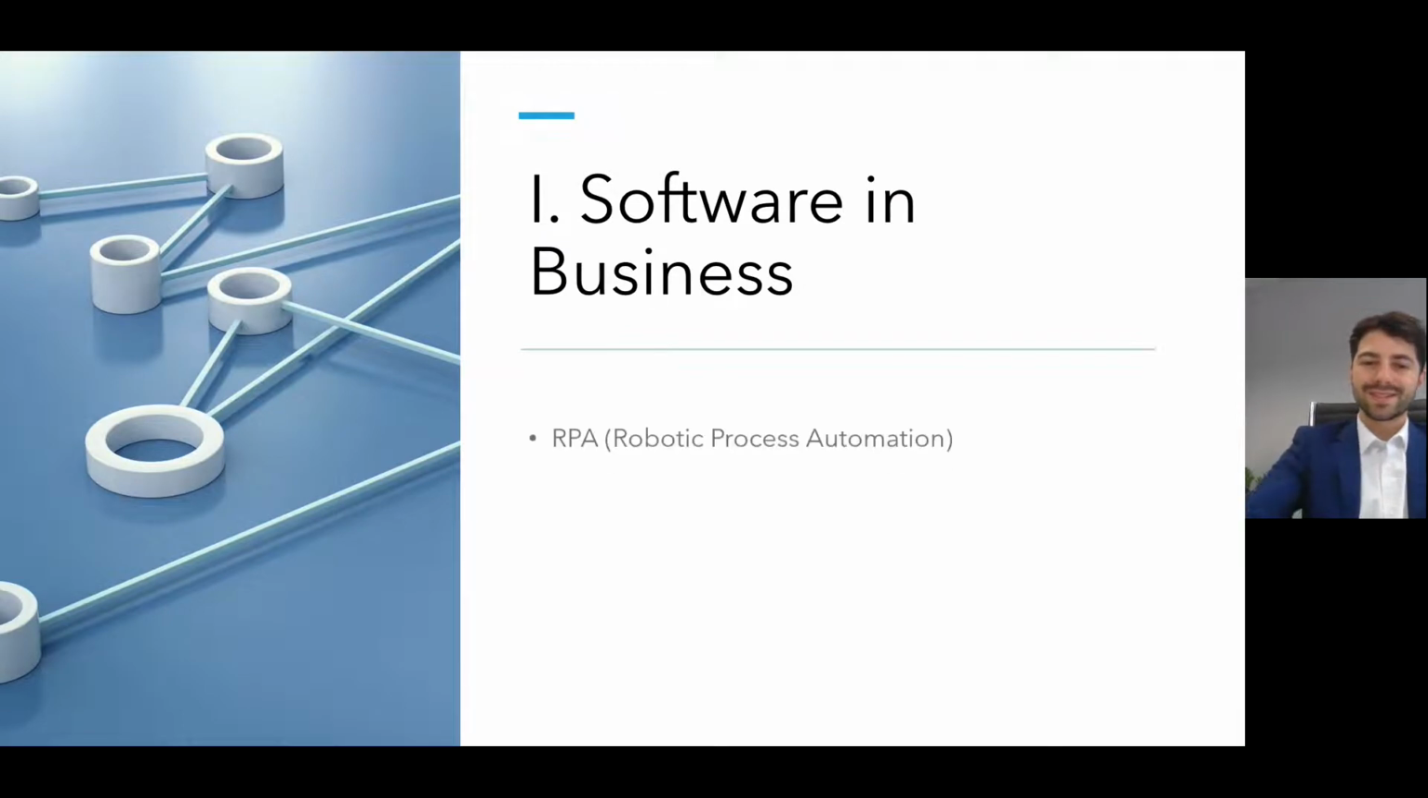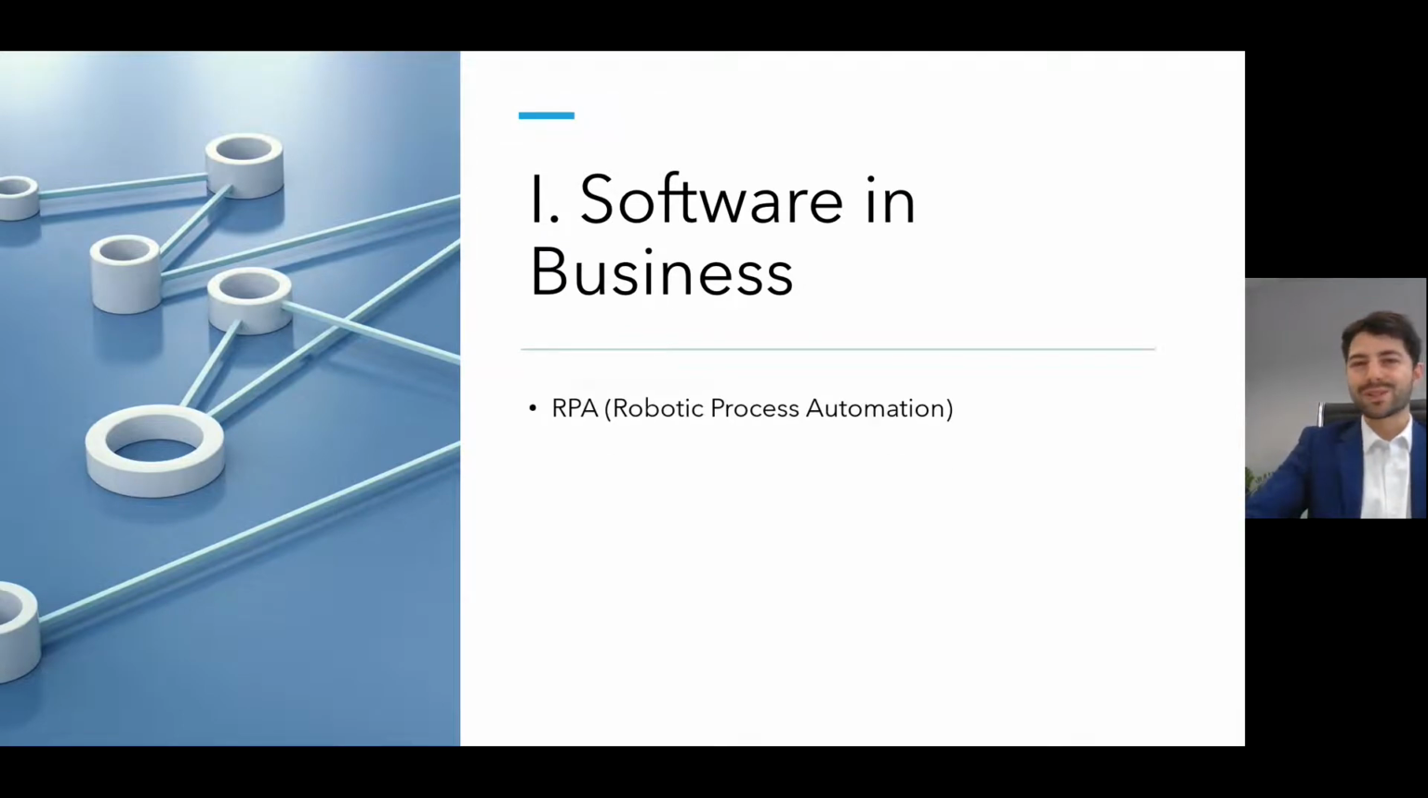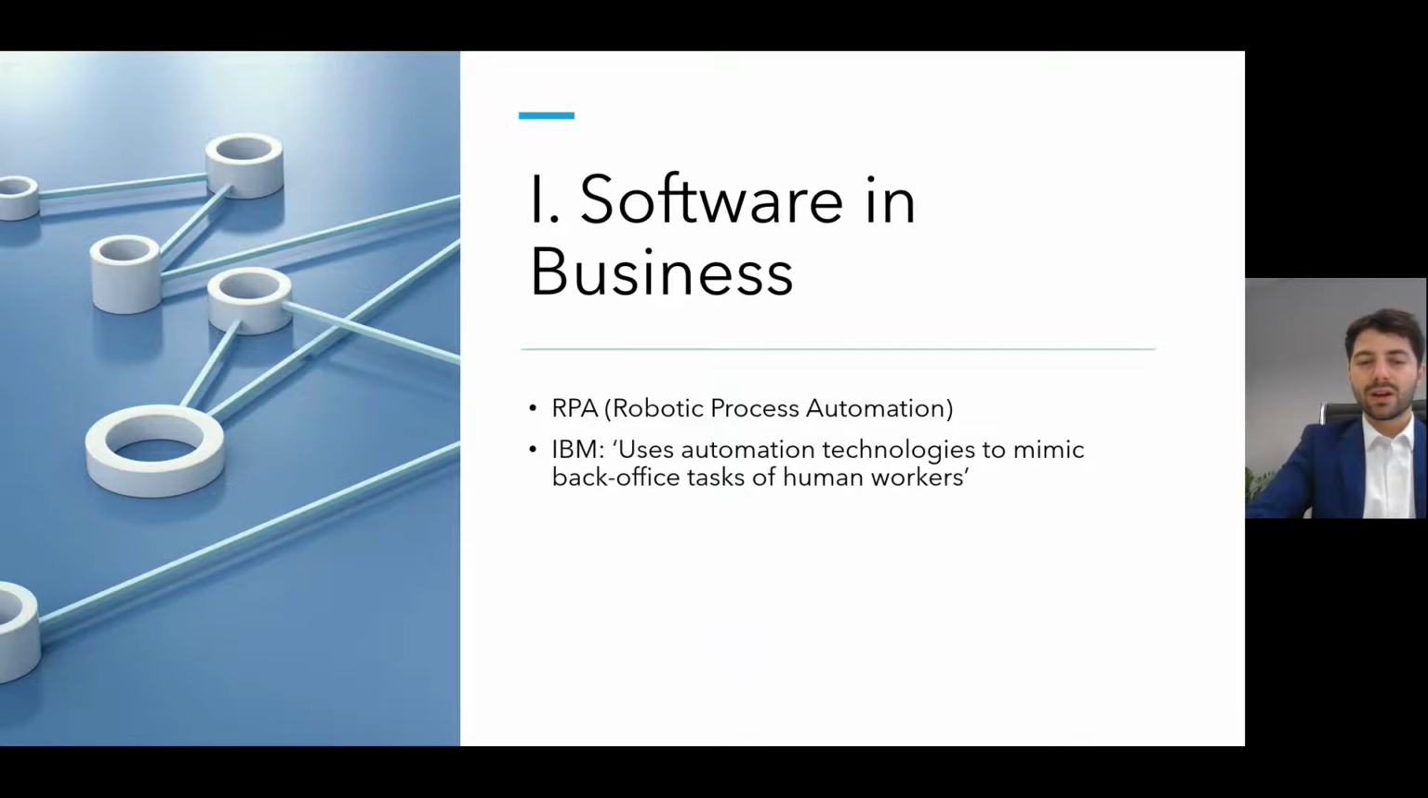So software in business. It's a term which is bandied around a lot. Not everyone's sure what it means, but what I'm going to be talking about is RPA, robotic process automation. And this can be anything really in terms of the back office tasks of human workers being automated. So extracting data, filling in forms, moving files, you name it, anything which is a fairly rules-based process, which can be done by a computer, basically.